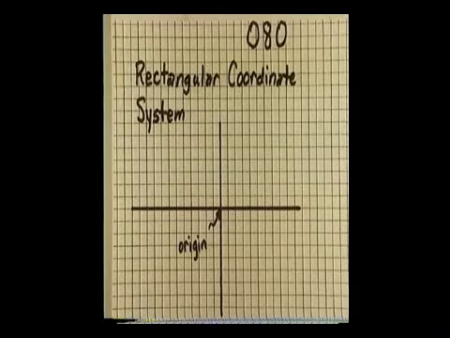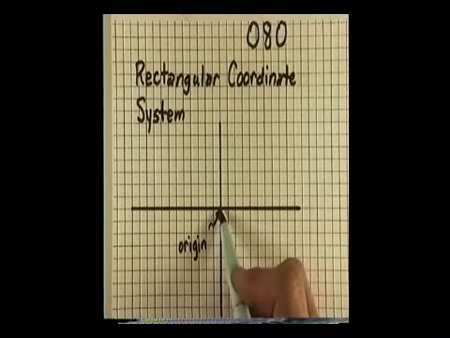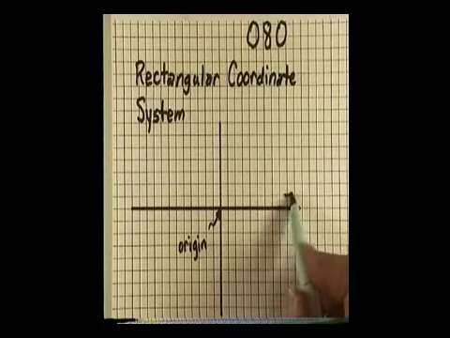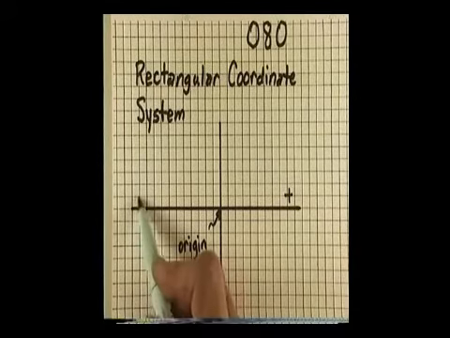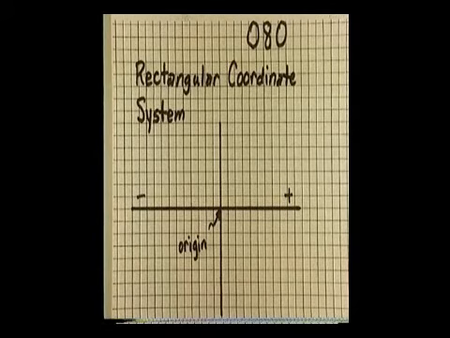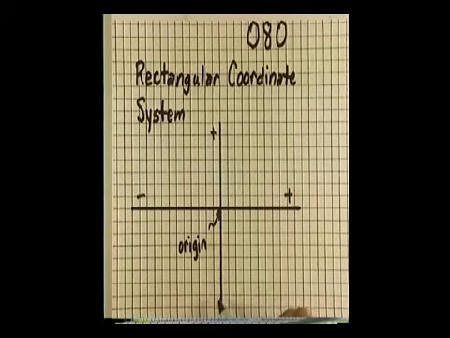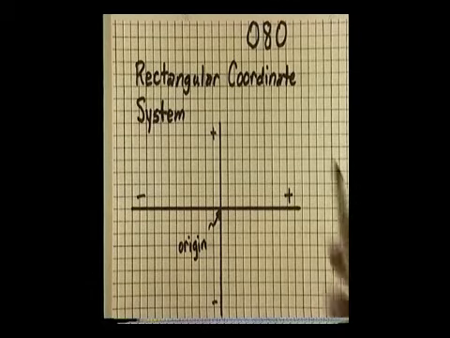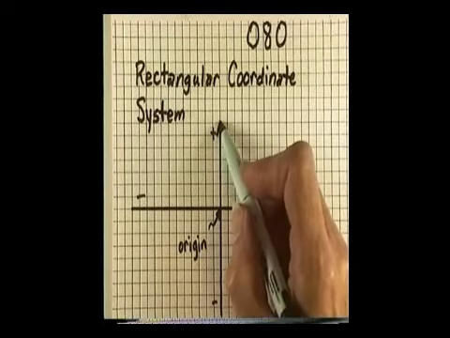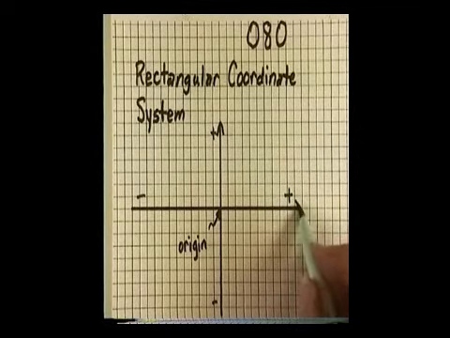The direction of sign on each of these is, for the horizontal, positives are to the right and negatives to the left. For the vertical, positives are up and negatives are down. To indicate the positive direction without having to put the plus and minus signs on these, we often put an arrow pointing in the positive direction.